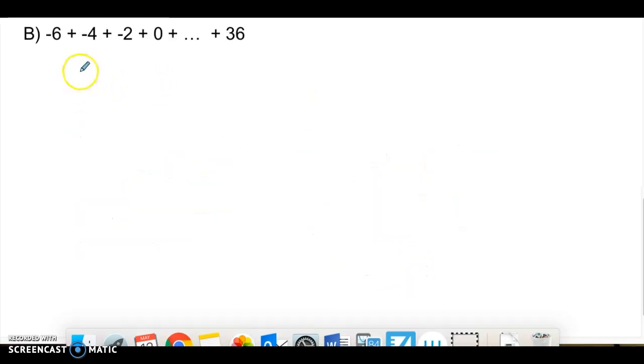Okay, again, we're finding the sum. This one right here is clearly A1. We can see that our common difference equals a positive 2. And this is our AN. So we just need to know what n is here.